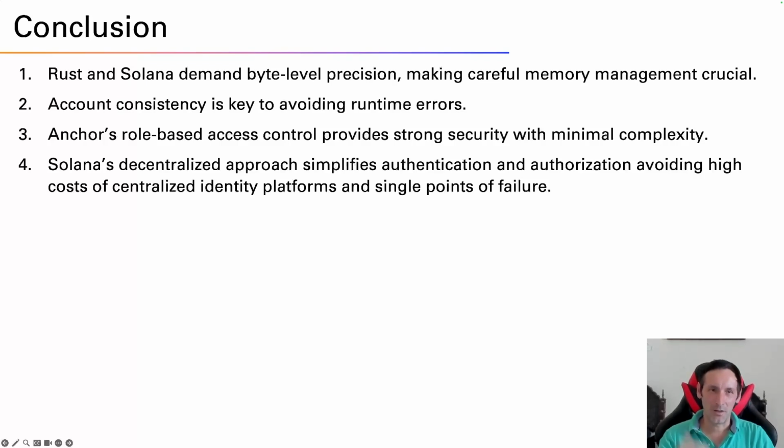We talked about why byte-level precision is important. We talked about account consistency, so making sure that we close accounts before we update the structs that we are using in our smart contract. If we're going to update them, we need to make sure that we don't end up with mismatched types in the blockchain. And obviously, more than half of this presentation was talking about Anchor's security constraints and how to apply them in our applications.